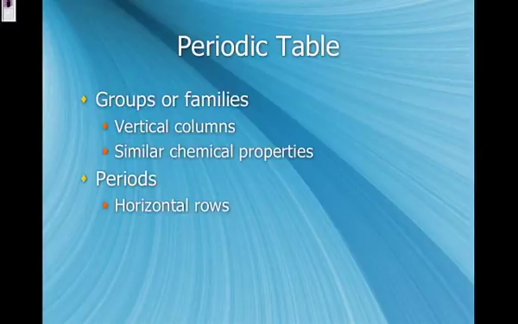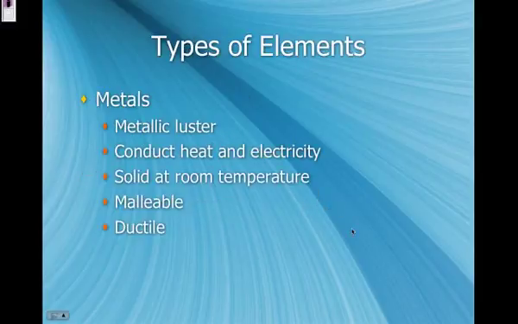Like group 1, the very far left group. They are very, very reactive. All of those are. They all have similar melting points. And you can kind of tell by their characteristics that they belong together. Periods are the horizontal rows as we go across. They do not have similar characteristics. They change widely. So there's different types of elements, and they're arranged in areas on the periodic table.